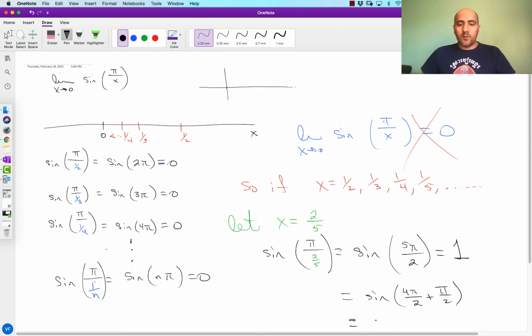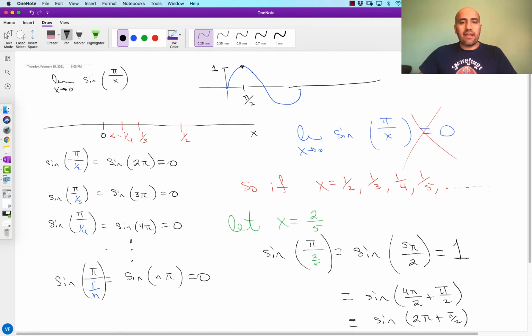This is equal to sine of pi over 2. So sine of pi over 2, we know that's equal to 1. Right? If we graph the sine function, here it goes up and then comes back down. Here's your standard sine function in the first period. And here is pi over 2. That leads to 1.